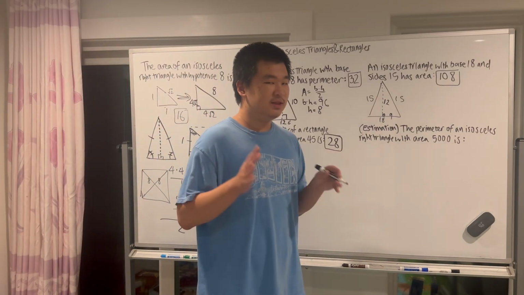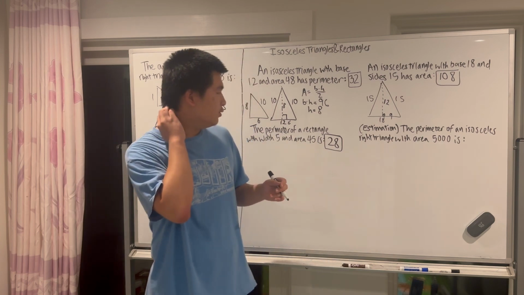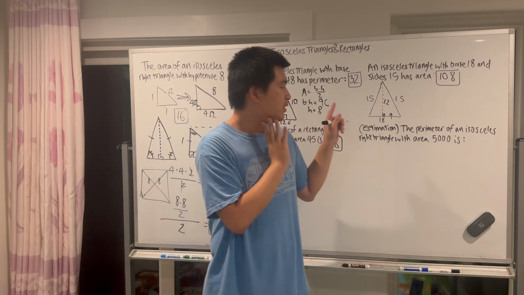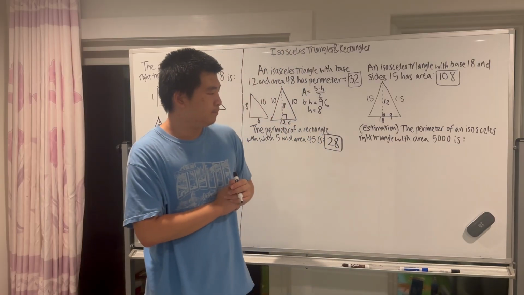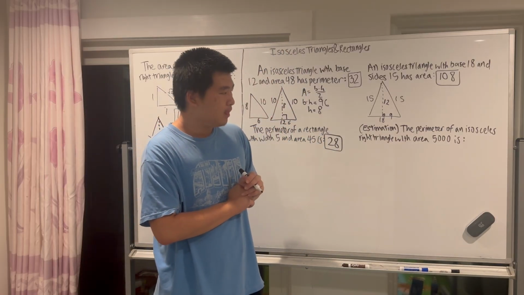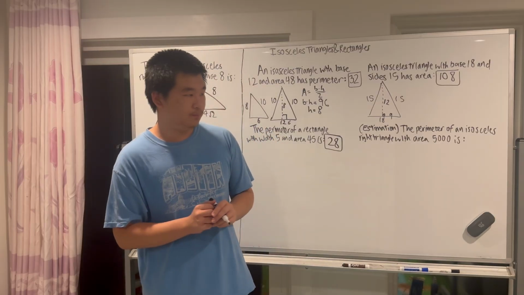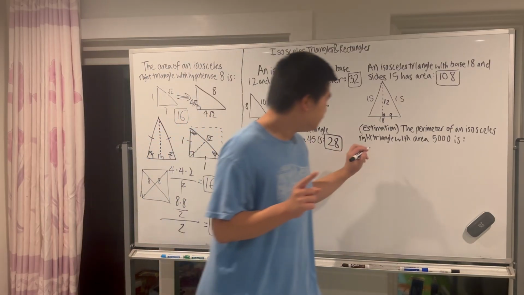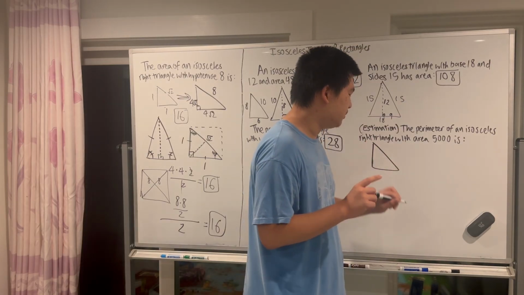Now this last one is a little bit peculiar. It is an estimation question. So they want you to estimate the perimeter of an isosceles right triangle with area 5,000. Now, here we are going to need to know the decimal approximation of the square root of 2. But don't worry quite yet. First, let's figure out just what exactly in mathematical terms the perimeter is.